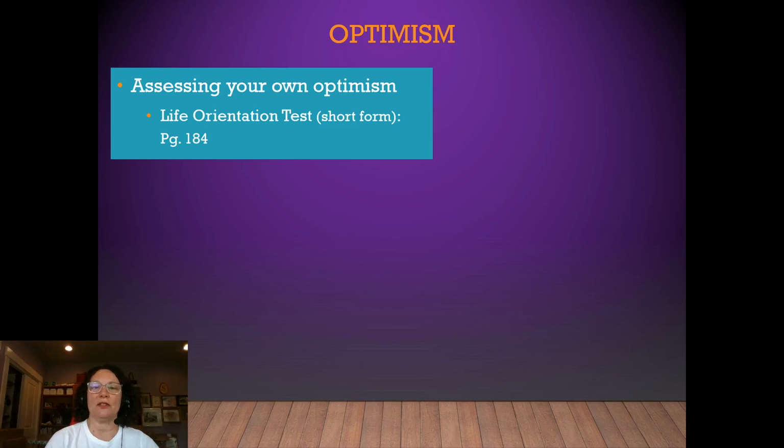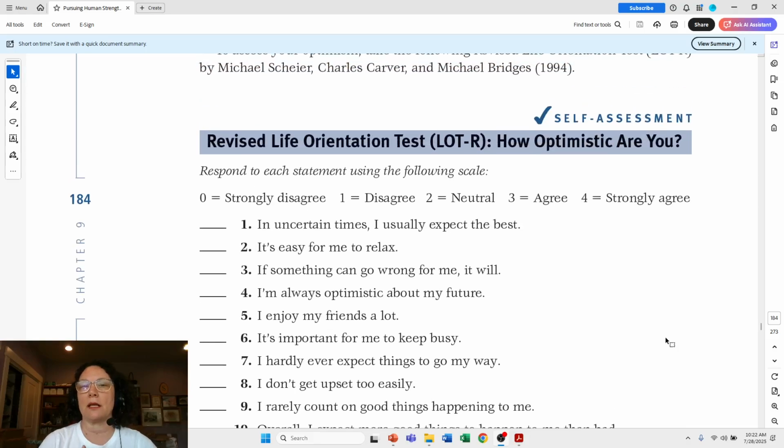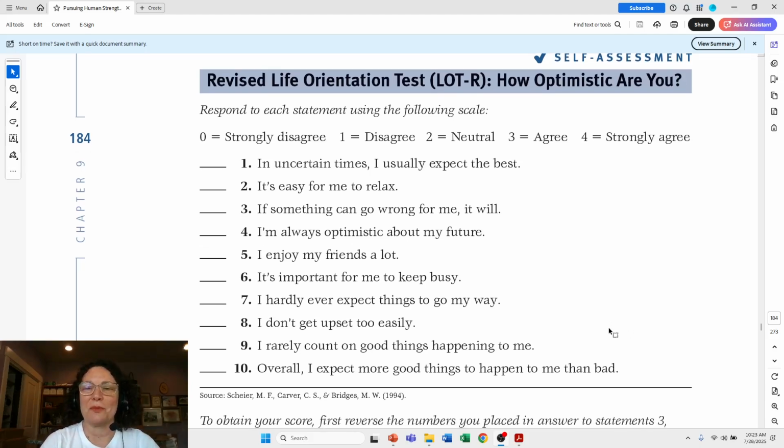So, one of the things that you can do is take the life orientation test that is provided in the ebook. You can find it on page 184, and this is a short form that assesses optimism using 10 items. And you'll notice that it's called the life orientation test. I think the designers of the scale were kind of hoping to somewhat mask their intent with these questions, but I'm going ahead and disclosing to you that this is an optimism scale.